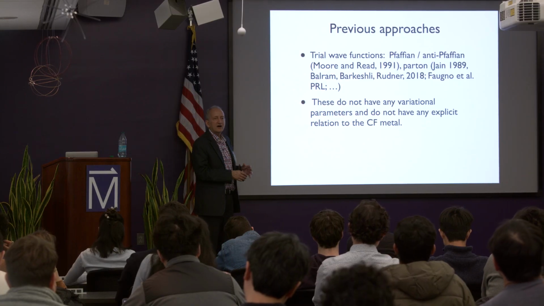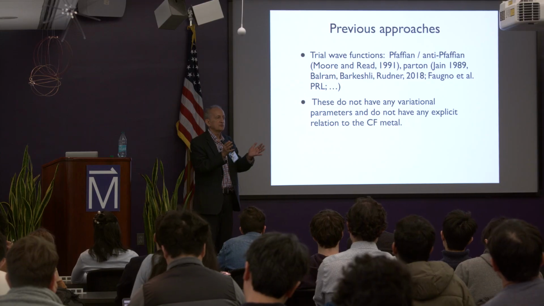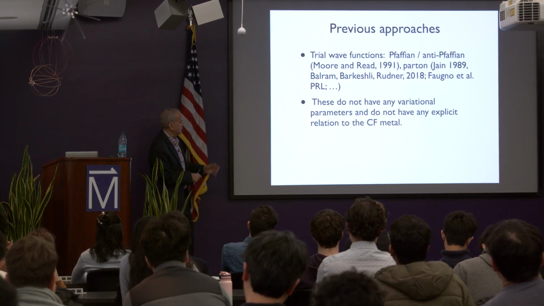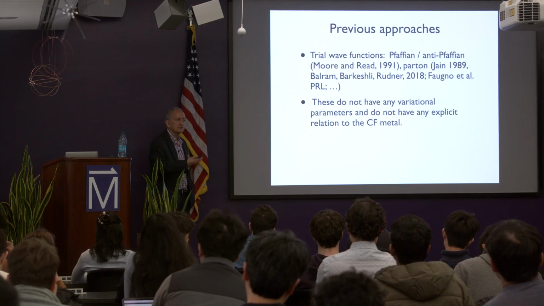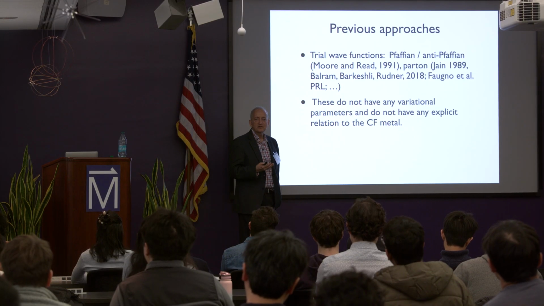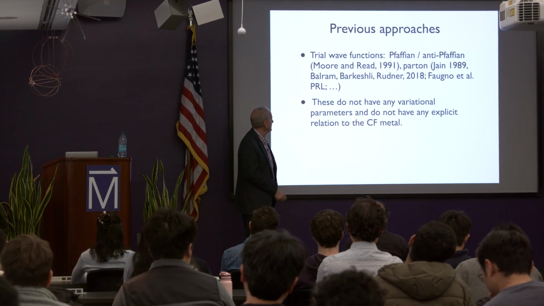And unlike the BCS theory, I do not see the Fermi sea. If I look at Moore-Read, I ask, what's the connection with the Fermi sea? For all of these wave functions, that's a problem. So I would like to have something which is mimicking the BCS theory to the closest extent possible.